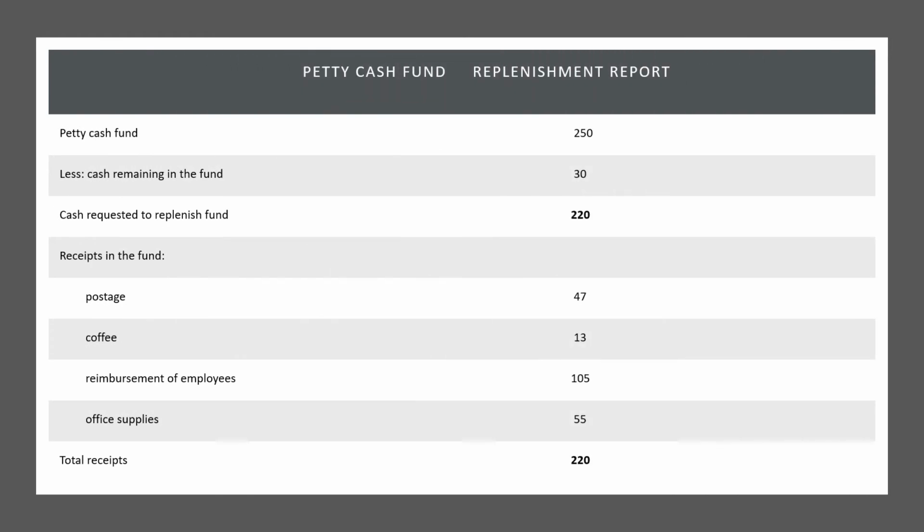This is an example of a petty cash fund replenishment report. The report shows that there is $30 remaining from the original $250, which means $220 is required to replenish the fund. To back this up, the receipts are listed, and as a result, their total must equal the cash requested to replenish the fund.